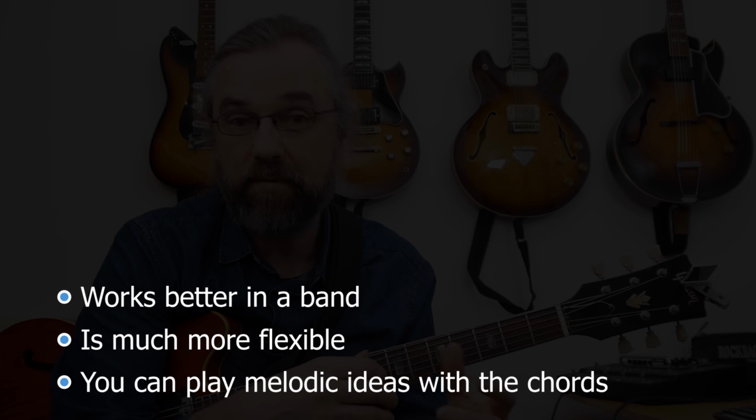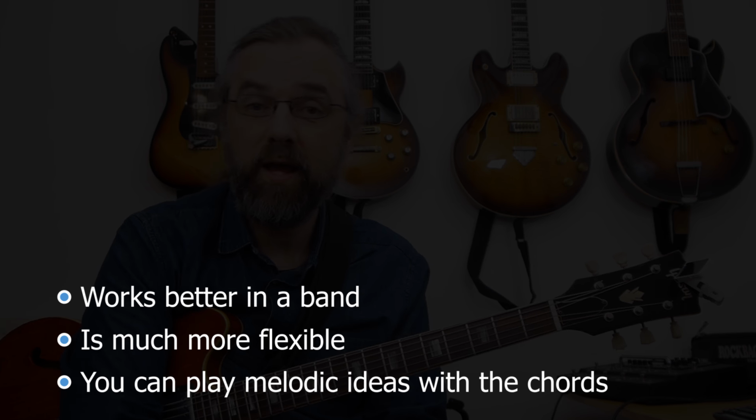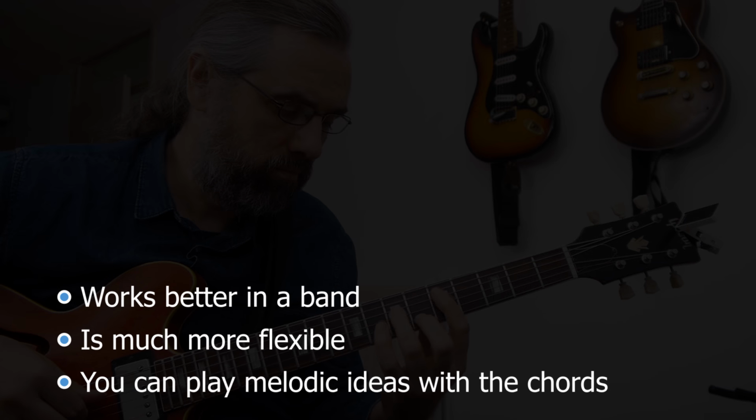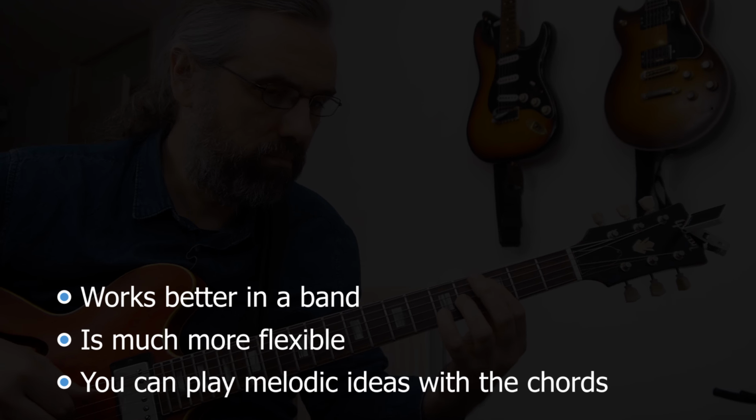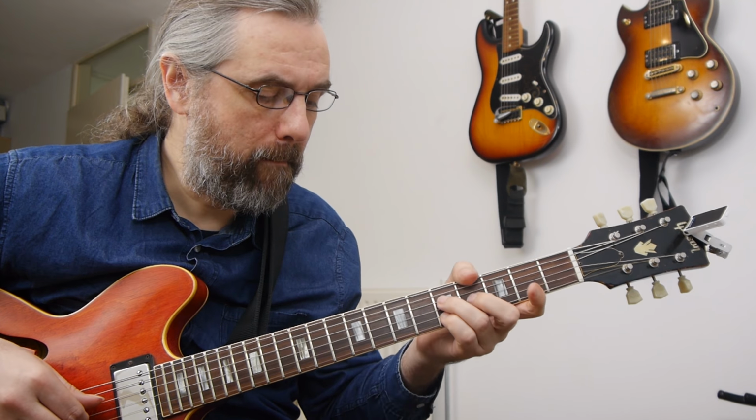When you go from level 1 to level 2 and start leaving out the root, then you have these voicings that are essentially triads, but they're much more flexible. You can do a lot more with them. You can start having melodic ideas in your chords, and you're not getting in the way of the bass player, and you can still pretty much hear the complete harmony, and it works extremely well in a band setting.